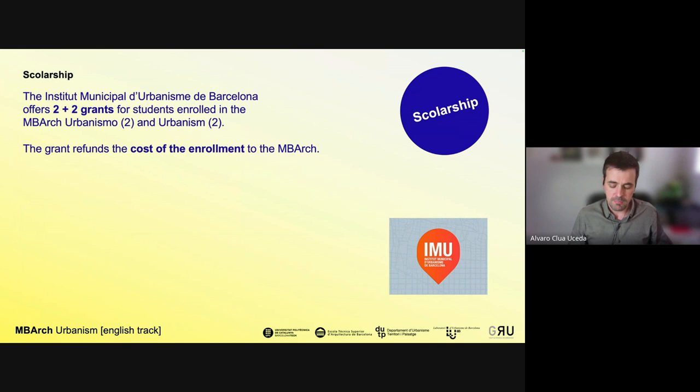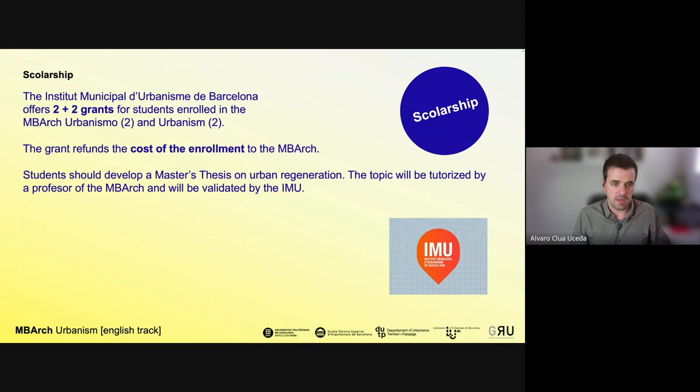And the condition is that the students that get this grant should develop a master thesis on urban regeneration, which is a wide and at the same time specific field of knowledge. The topic will later be tutored by a professor of the MBR and validated by the IMU. If you have a very specific field of research before opting for this grant, you should take into account that the master's thesis should be framed into this topic, urban regeneration, okay?